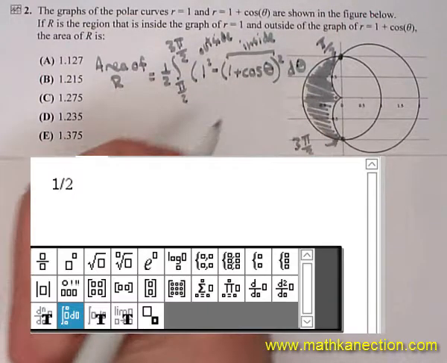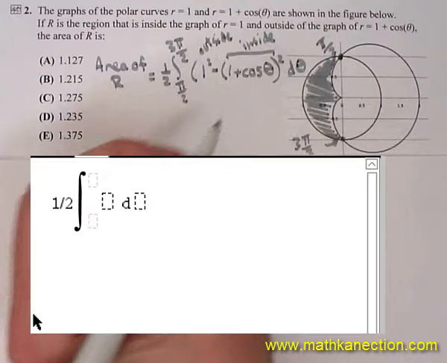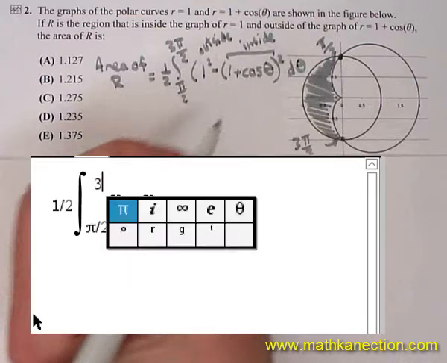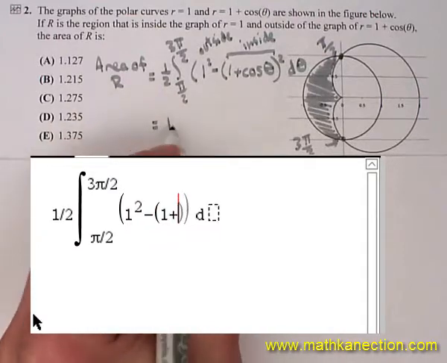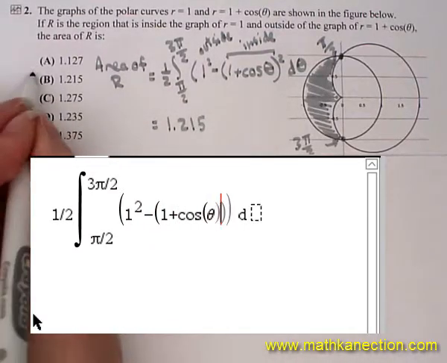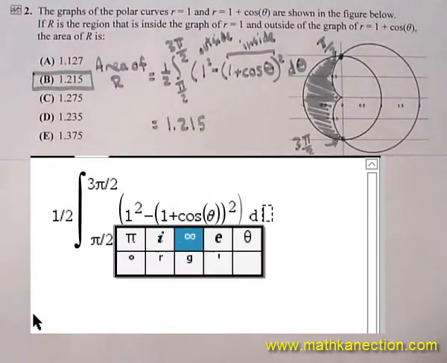Then using the graphing calculator to evaluate that integral, we get the value of 1.215, which is letter choice B.